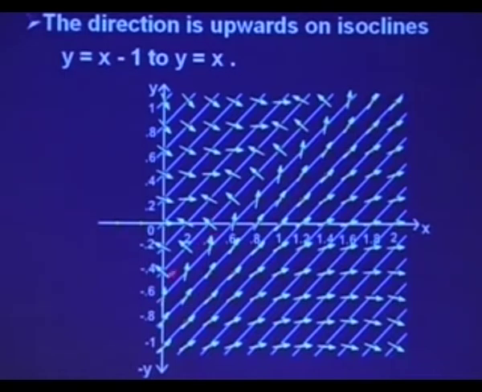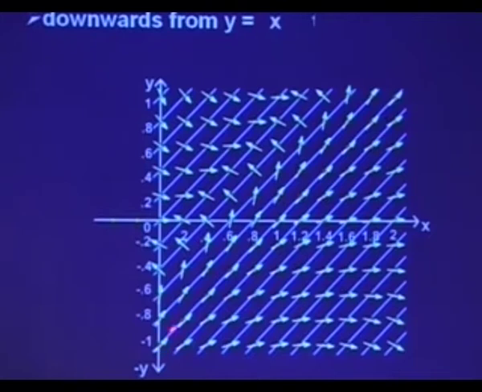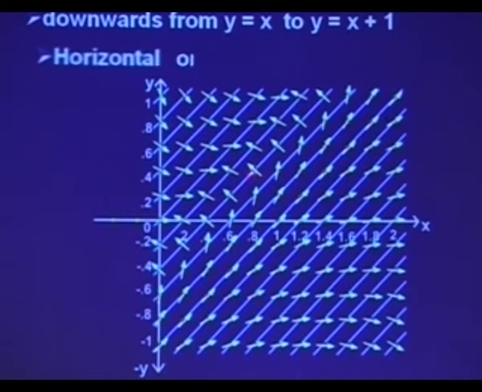That says the significant lines are y is equal to x plus 1, y is equal to x. These are significant lines. So we have from y is equal to x minus 1 to y is equal to x, the direction is upward. Then the next point we observe is that from y is equal to x to y is equal to x plus 1, this is downward, and actually at y is equal to x, as we said, this is horizontal.